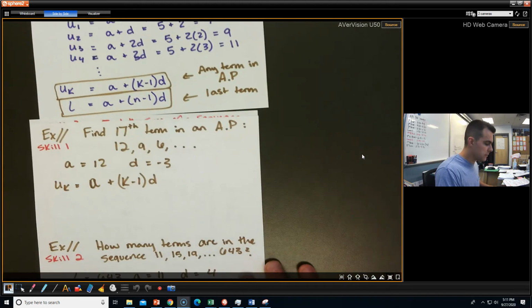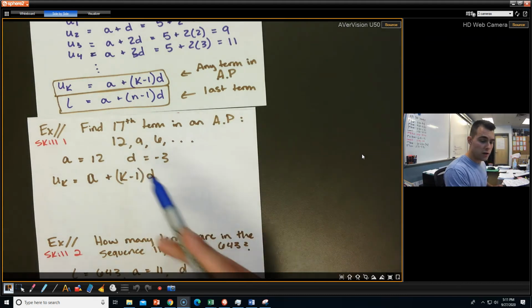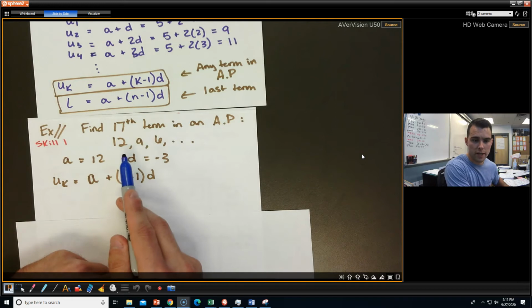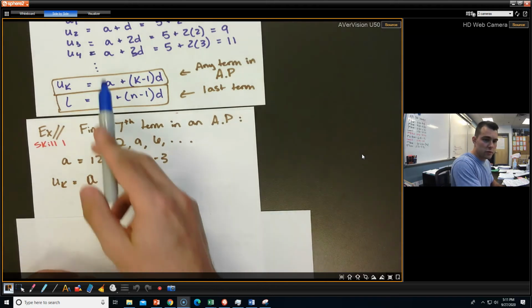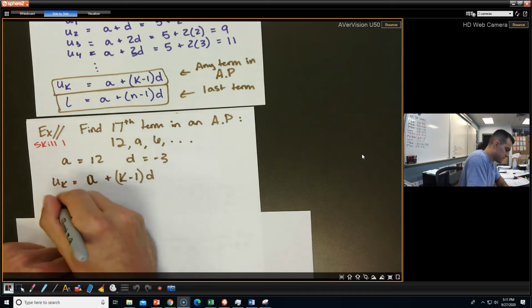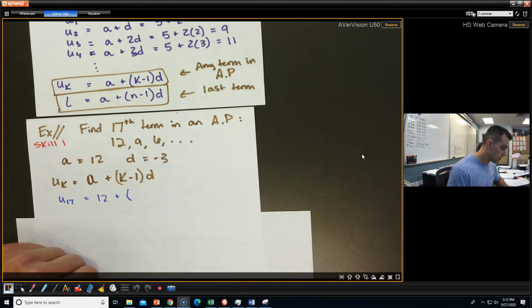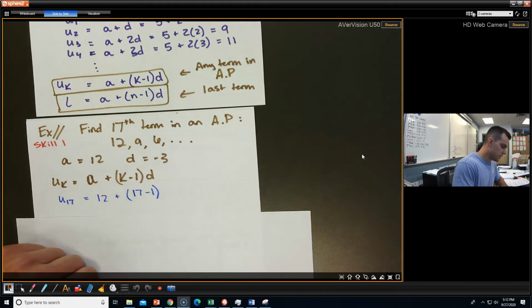Okay, so this is our first example. This is skill 1. This is finding the kth term, right? If we want to find the 17th term in an arithmetic progression, well, I have 12, 9, and 6 right here. I know my first term is 12. And I know my common difference is negative 3. It's going down. And so I'm going to use that general formula to help me figure this out. Well, I want the 17th term. So I'm going to write this as mu sub 17 equals 12 plus, well, k has to be 17, minus 1 times negative 3.